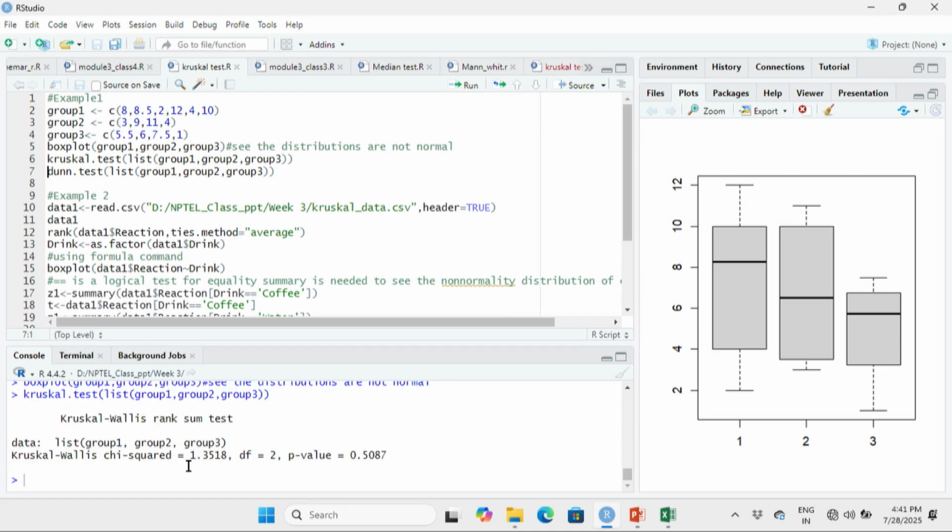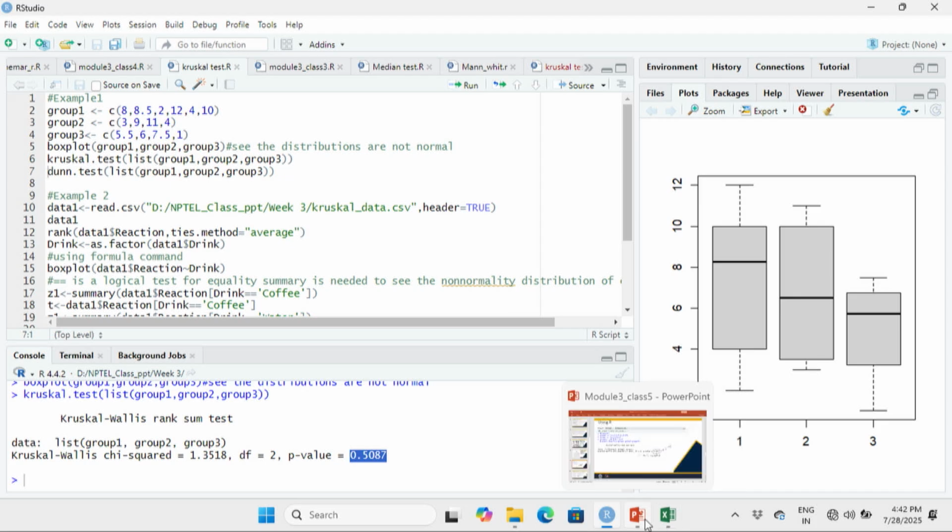And it is exactly matching the manual calculation we have done, where we received 1.33. Here in R we have received the calculated chi-square as 1.3518, degrees of freedom 2, and look at the p-value. Whatever the box plot has guided us is not incorrect, because the p-value of 0.5087 is quite huge as compared with alpha 0.05. So the null hypothesis is going to be accepted.